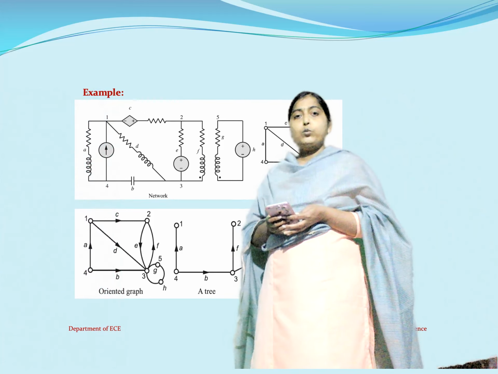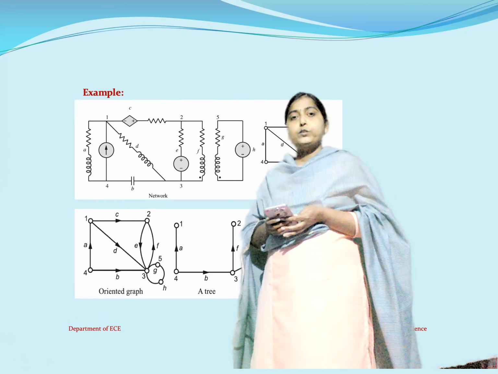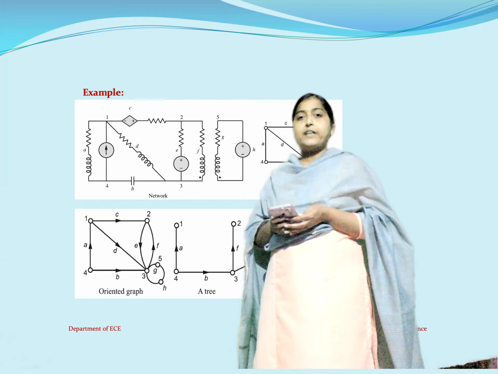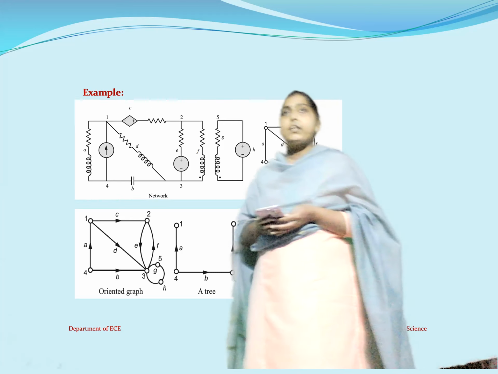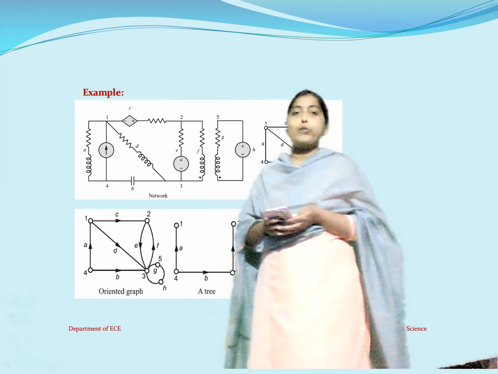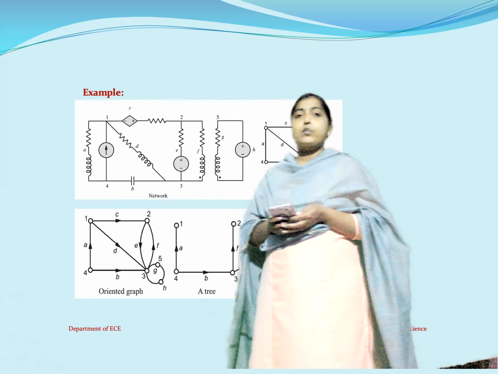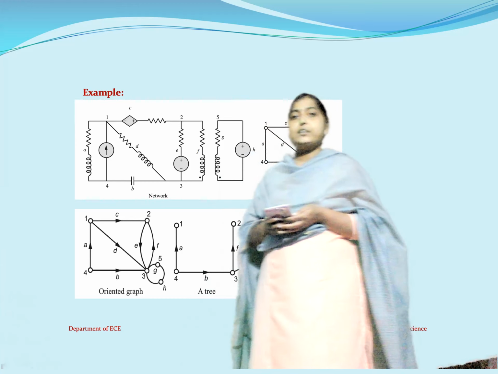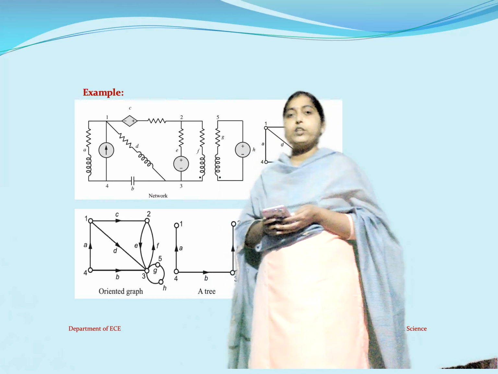1, 2, 3, 4, 5, 6. 6 nodes are there. So 8 branches and 6 nodes. That means how many links will be there, that we have to identify. So the formula is L is equal to B minus N plus 1. So it is 8 minus 6 plus 1, which is nothing but 3.